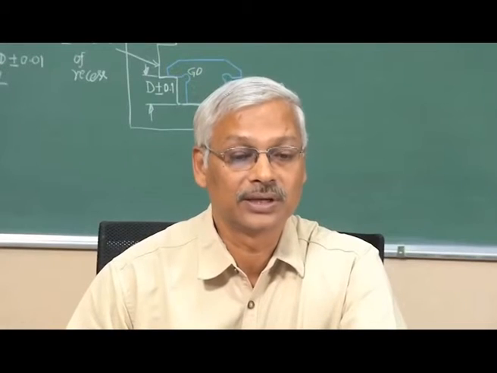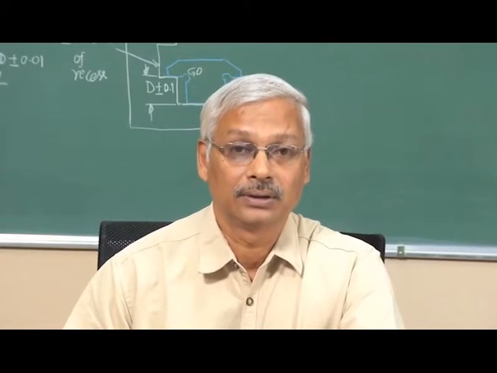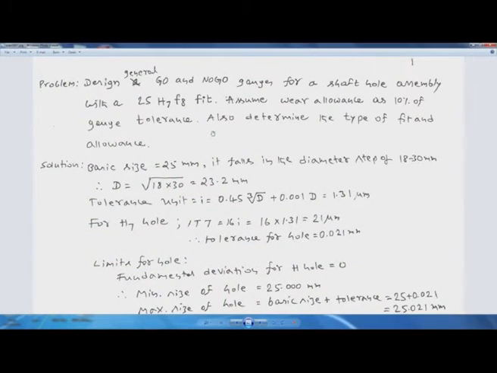Now we will take up a problem on gauge design, so that the concepts will be clear. The problem is given here. We have to design the general type GO and NO GO gauges for a shaft hole assembly with a 25 H7 F8 fit, and we have to assume a wear allowance of 10% of gauge tolerance. Also we have to determine the type of fit and allowance.